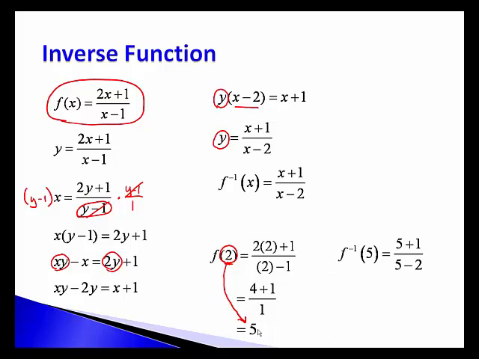I'm going to start with the 5, and we're hoping it's going to take us back to a 2. Let's verify whether or not it does. When I plug in the 5, I get (5 plus 1) divided by (5 minus 2). That gives me 6 divided by 3, which is a 2. Now let me remind you, the function took a 2 and paired it with a 5. The inverse function took a 5 and paired it back with a 2. So I do indeed know that this is the function and this is its inverse.